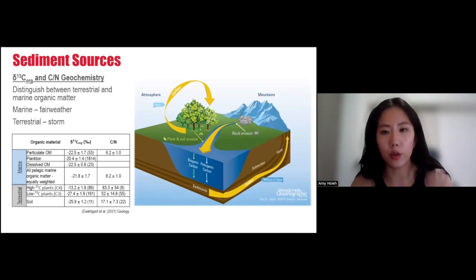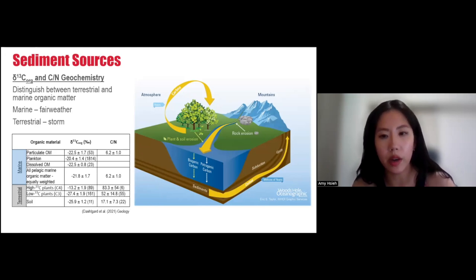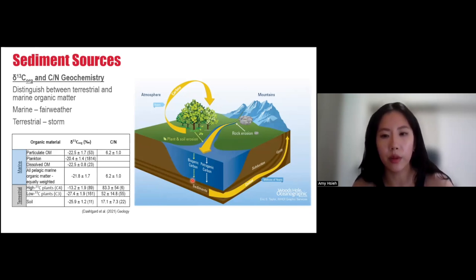Another way to determine the source of sediments is through the use of organic delta carbon-13 and carbon-nitrogen geochemistry. Marine and terrestrial plants take up nitrogen and different isotopes of carbon in slightly different proportions, and therefore their geochemical makeup can be used to distinguish where the organic material in the sediment formed, either on land or in the sea. Organic material that formed in the ocean tends to settle on the seafloor mainly under fair weather conditions, and has less negative delta carbon-13 values and lower carbon-nitrogen ratios.